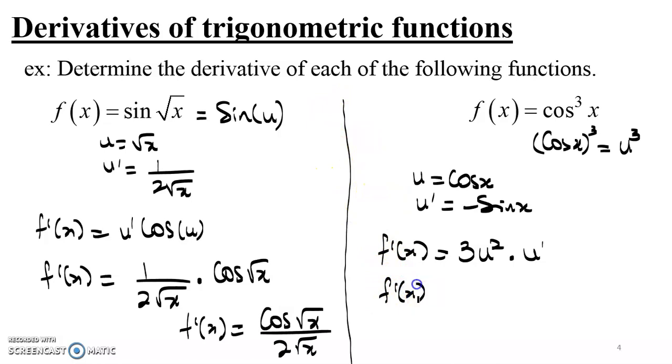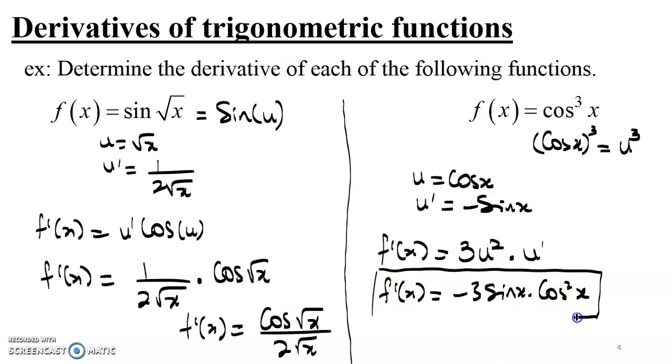So over here f prime of x would in fact be, replacing each by its expression. Now u prime is negative sine, so that would give me negative 3 sine x times u squared, which is cosine squared of x, and that would be the derivative we are actually looking for. So that is it for the derivatives of trigonometric functions.